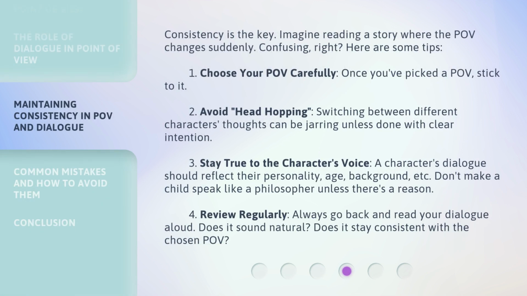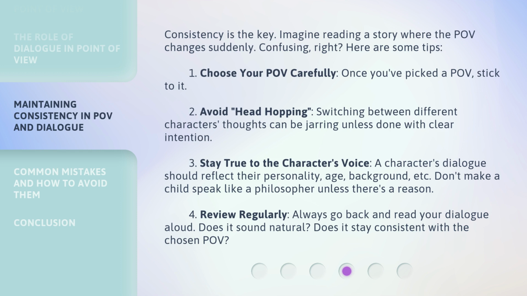Consistency is the key. Imagine reading a story where the POV changes suddenly. Confusing, right? Here are some tips. 1. Choose your POV carefully. Once you've picked a POV, stick to it. 2. Avoid head hopping. Switching between different characters' thoughts can be jarring unless done with clear intention.